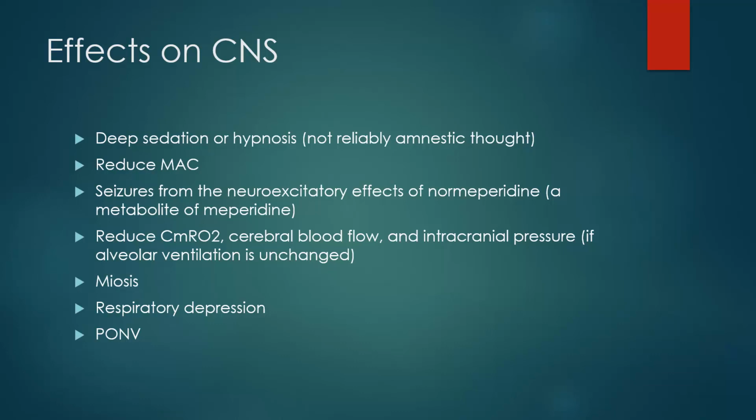Opioids can reduce cerebral metabolic oxygen requirements, cerebral blood flow, and intracranial pressure as long as you control the ventilation. Opioids cause miosis by stimulating the Edinger-Westphal nucleus of the oculomotor nerve. In patients where ventilation is not controlled, opioid-induced respiratory depression, thereby hypoxemia, results in pupillary dilation and an increase in intracranial pressure because of the hypercarbia. And opioids stimulate the chemoreceptor trigger zone located in the area postrema of the brainstem, which can result in postop nausea, vomiting, or any nausea and vomiting.